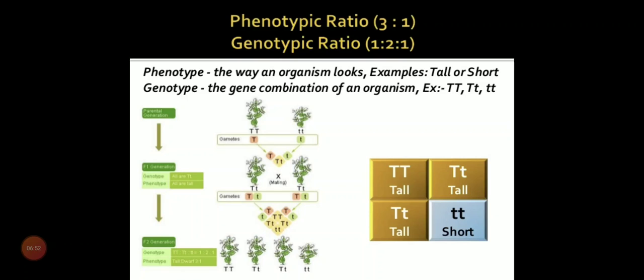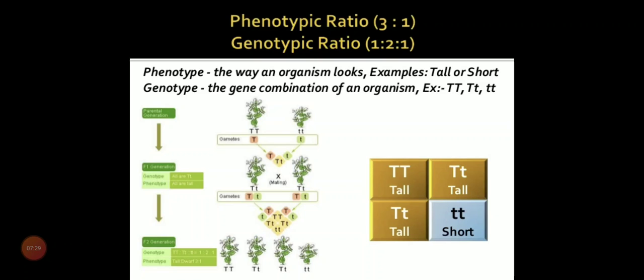Now I'll be sending a reference video for you, which will tell you how to draw this checkerboard, so that if any characteristic other than tall or dwarf comes, like green and yellow, or round or wrinkled, then you can find on your own by drawing this checkerboard how many types of dominant characteristics and how many types of recessive characteristics are present, and what the result of the F2 generation will be. So here we can see that there are 3 tall and 1 short.